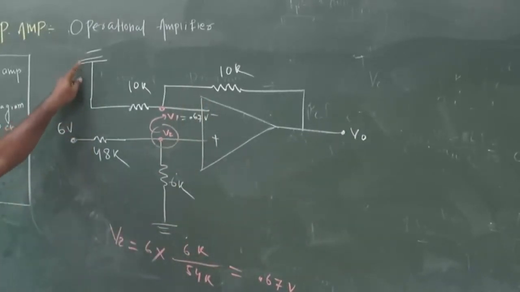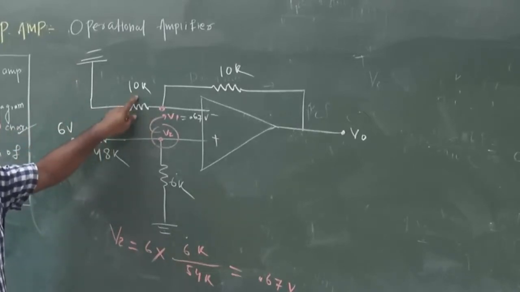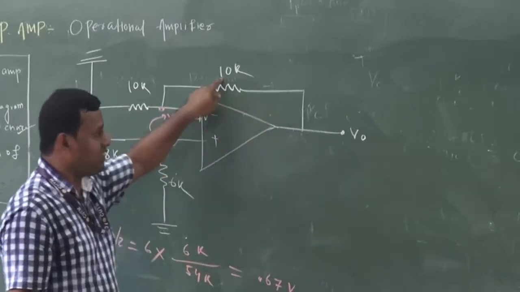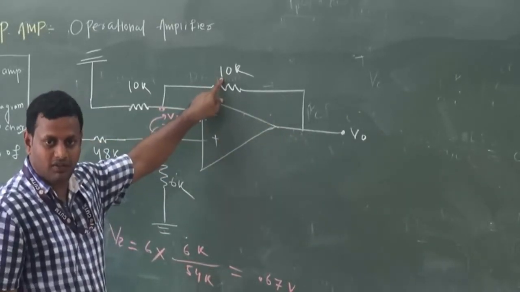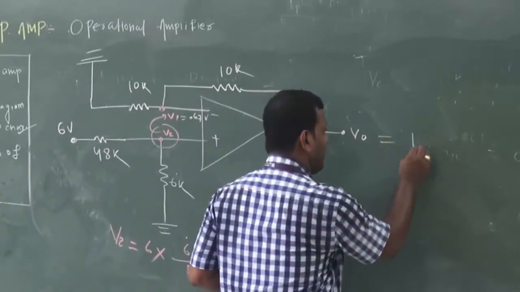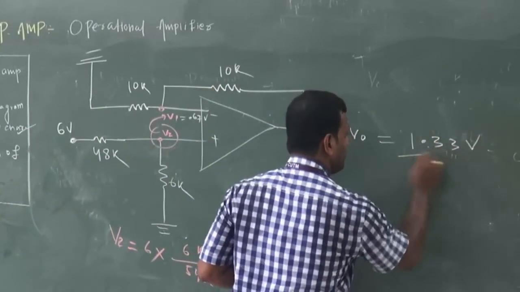Now we can apply 0 minus 0.67 by 10 is equal to 0.67 minus V0 by 10. From there we can calculate the value of V0. And finally the V0 will come to 1.33 volt.